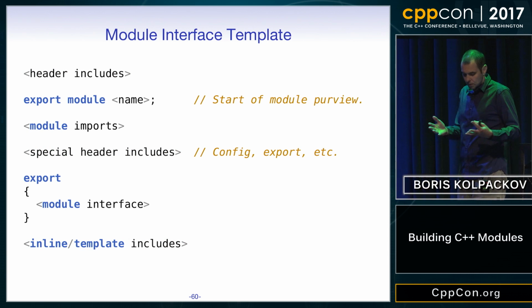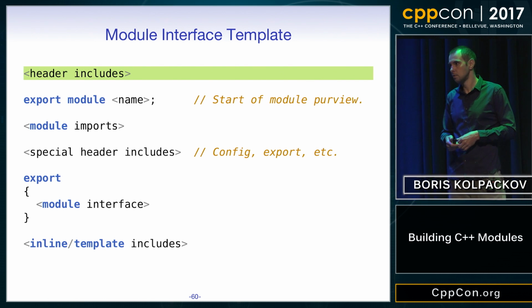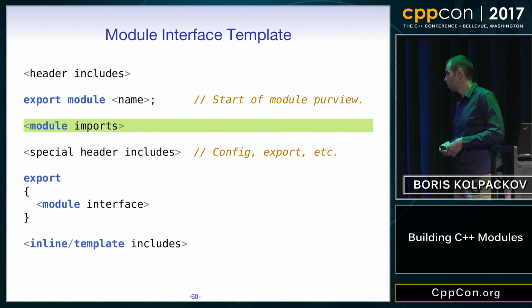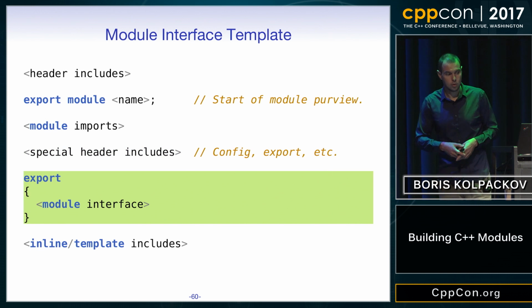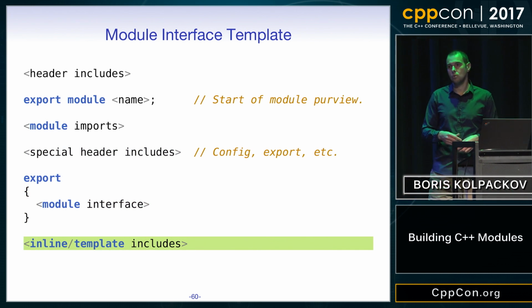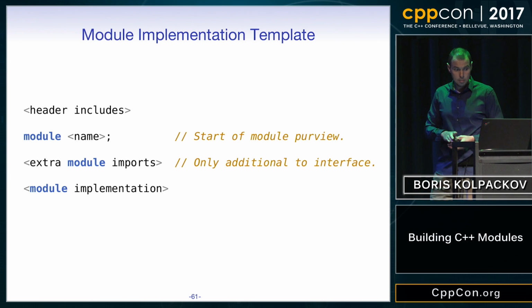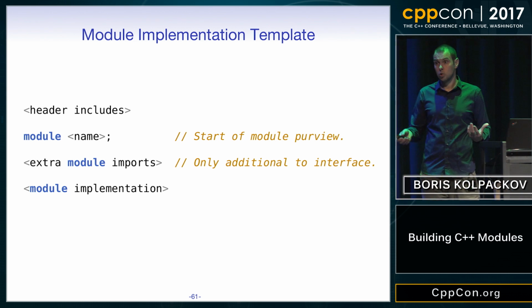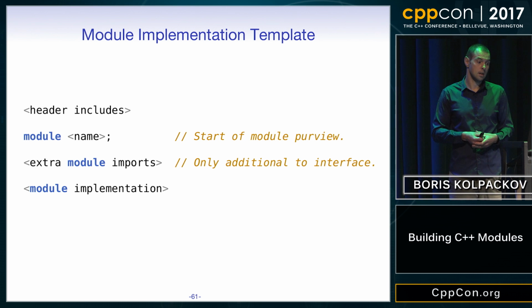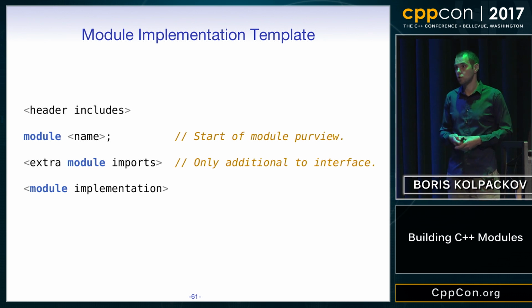So based on these six guidelines, we can actually come up with a typical module template. Right? We start with headers. We then start module purview, where we import our modules. We include special headers, and comes the module interface. And at the bottom, we include inline and template files if you have those. The same for the implementation template. Headers out of the module purview again. Then we start the module purview. We add extra imports. Remember, we don't need to repeat the ones that were imported in the interface. And then we have the module implementation.